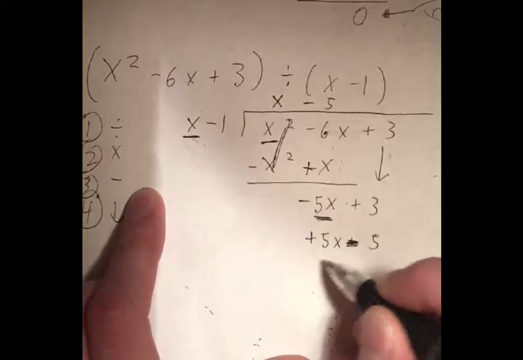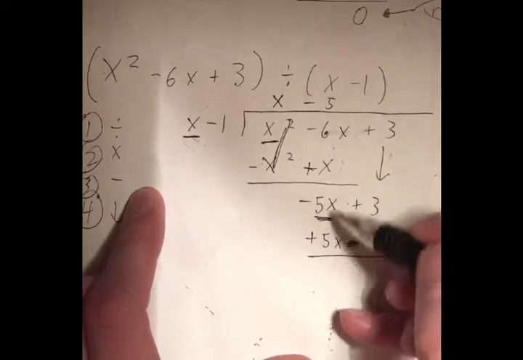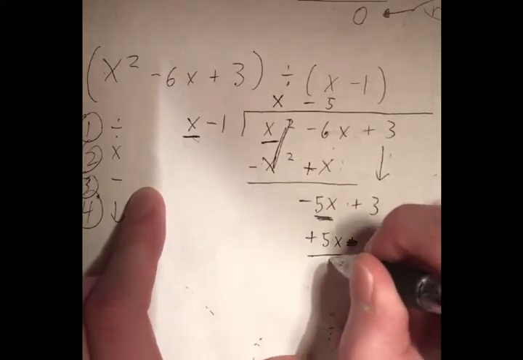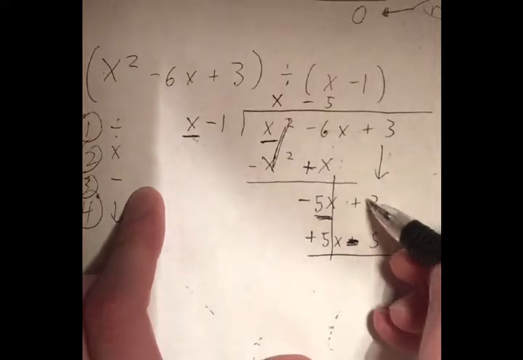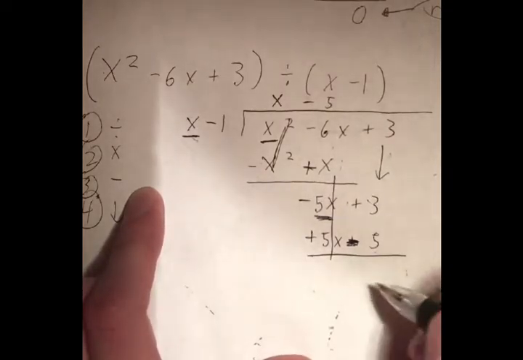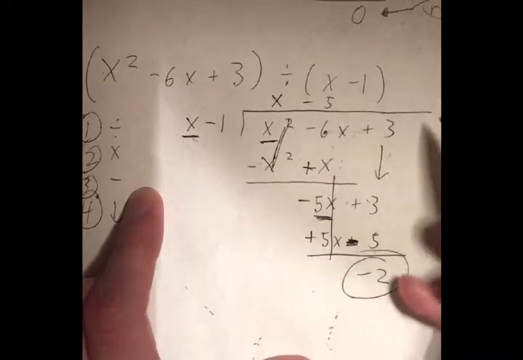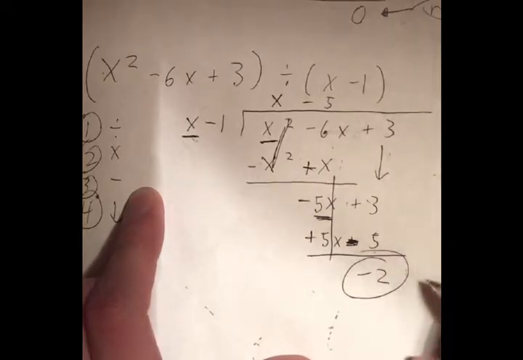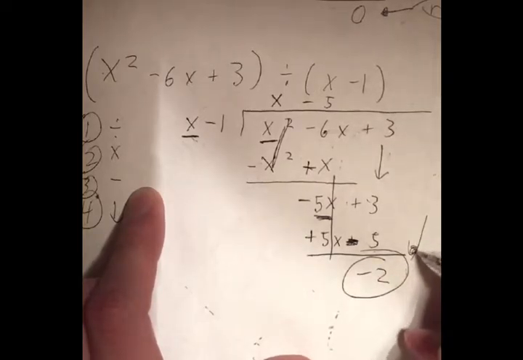Now here's where you're going to get something different. You can see the negative 5x and the positive 5x are going to cancel out, right? But the positive 3 and negative 5, what are you going to get? You're going to get negative 2. Now before you had a remainder of 0, so you didn't have to write anything additional. Now you actually do have a remainder of 2.